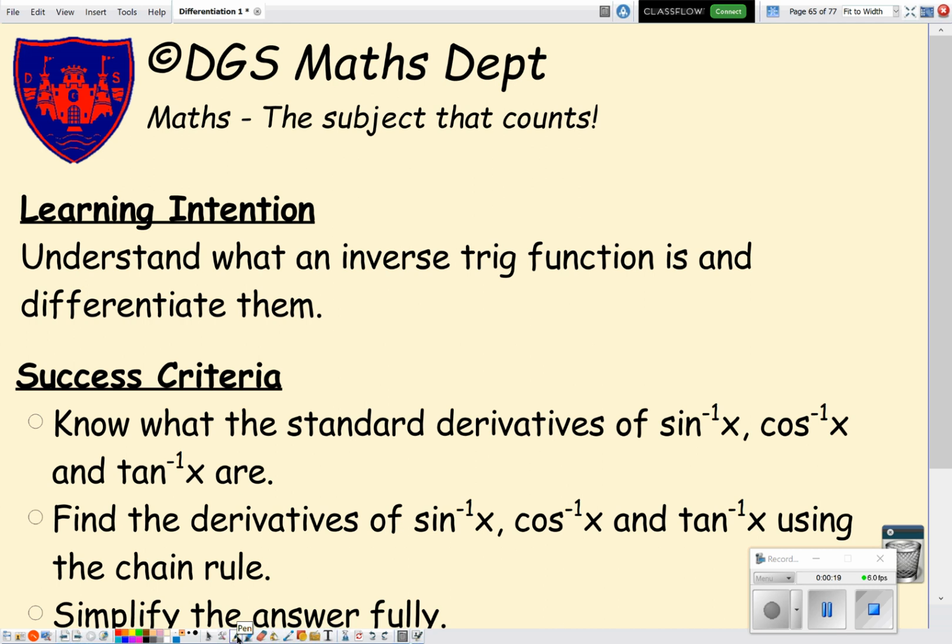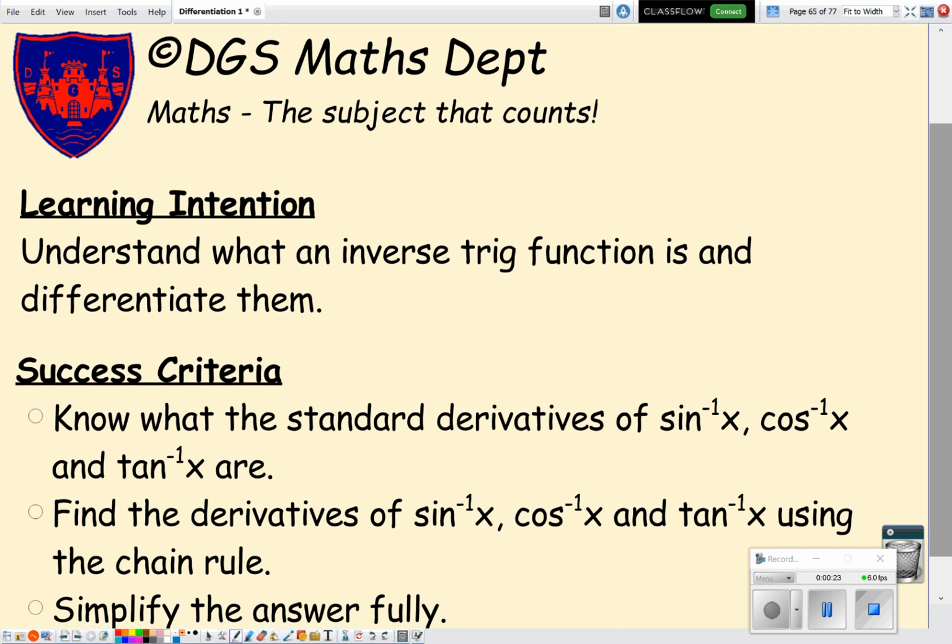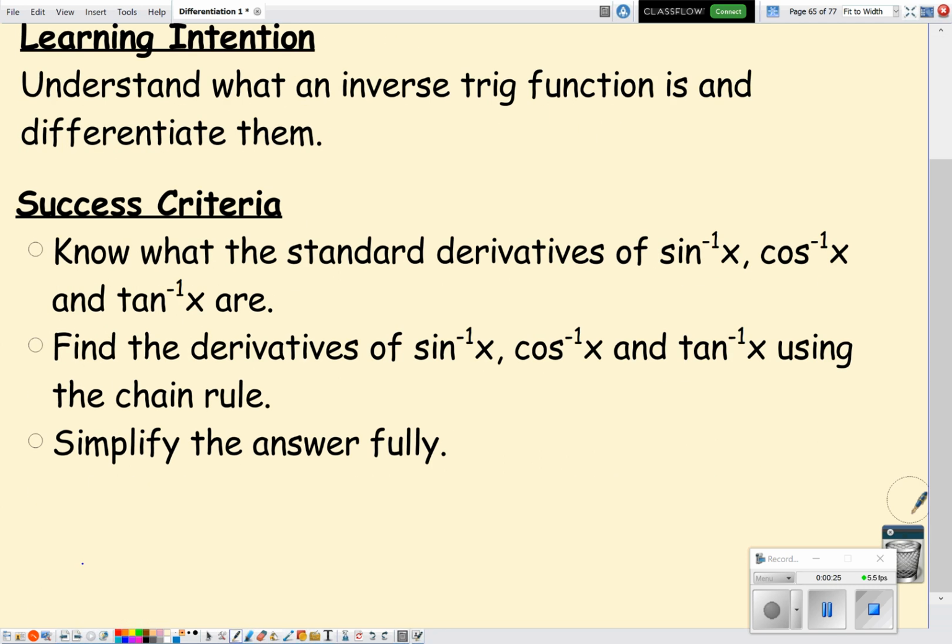Now, the success criteria for this, let's have a wee look. What we're going to do is make sure that we know the standard derivatives for inverse sine, inverse cos and inverse tan. In particular, we need to know that most of the time when we're differentiating using inverse sine, inverse cos and inverse tan, we need to use the chain rule.